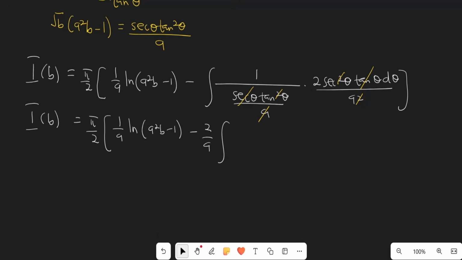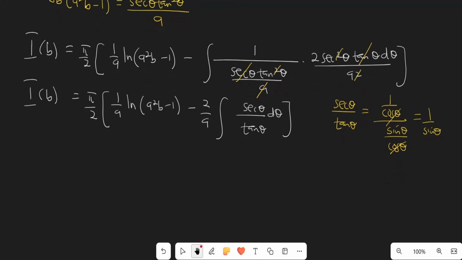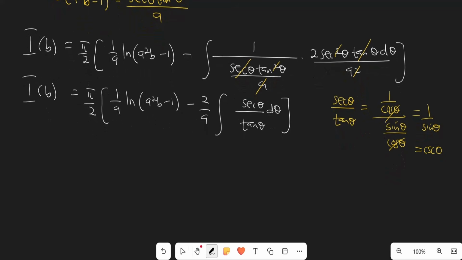And then the integral of what is left on top here is the secant of theta. And what is left at the bottom is the tangent of theta, d theta. Right, so let me simplify secant of theta over tangent of theta and see what it is. Secant of theta is 1 over the cosine of theta, and tangent of theta is the sine of theta over the cosine of theta. This will cancel this, and that is left with 1 over the sine of theta. And 1 over sine of theta is equal to the cosecant of theta. All right, so I'm going to replace this one with the cosecant of theta.